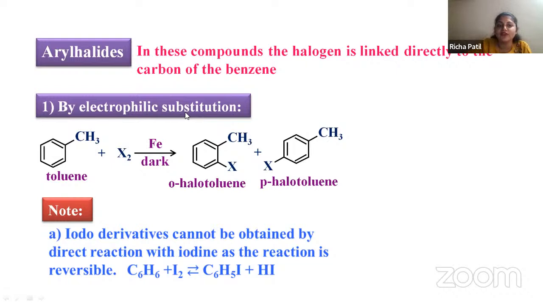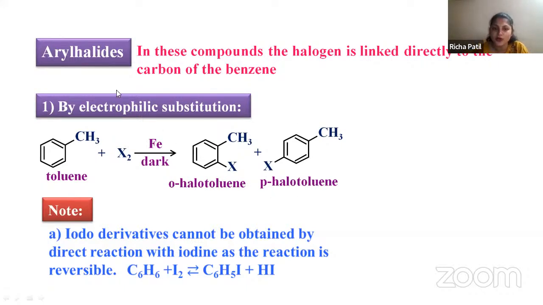So first is electrophilic substitution. You can see this is the reaction of electrophilic substitution. Toluene plus X2. X2 means what? It is undergoing a halogenation reaction in the presence of Fe in dark condition. The condition is dark. Okay, you get ortho-halotoluene and para-halotoluene.